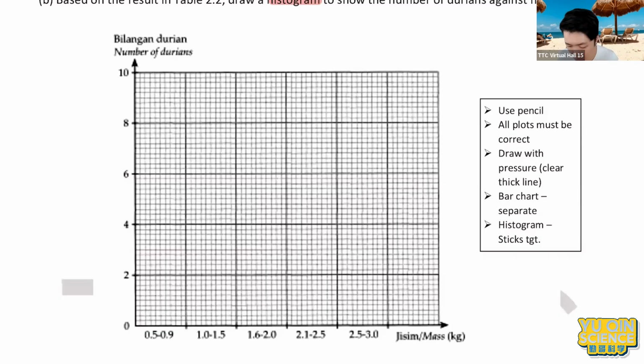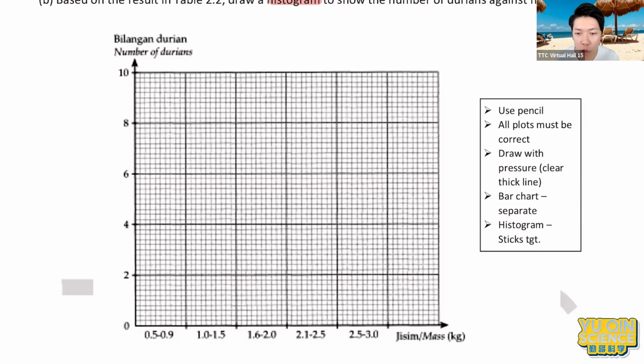Use pencil or mechanical pencil. Number 2, all plots must be correct. All numbers must be correct. Draw with pressure, clear, thick line. As you may know or you may not, your paper is marked online. That means your paper has to be scanned into the computer.